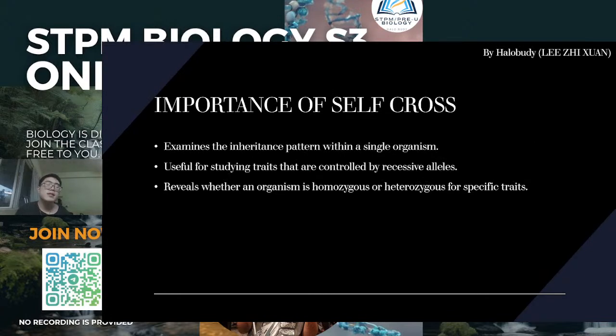Okay, and then self cross. Normally a self cross is used to examine the inheritance pattern within a single organism. So this one is just to know the inheritance pattern.